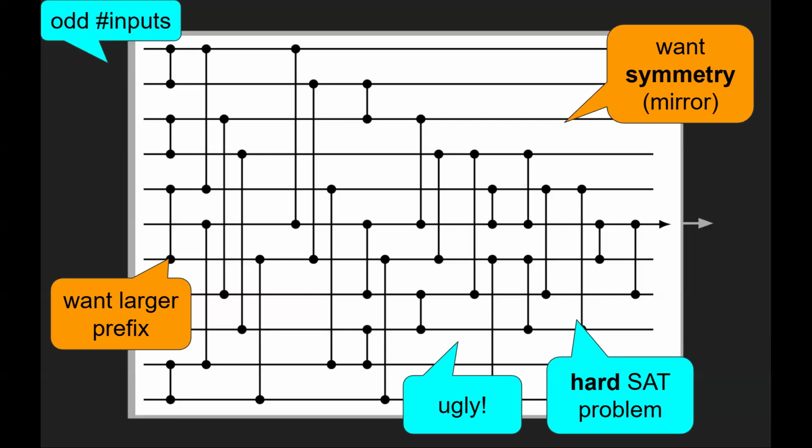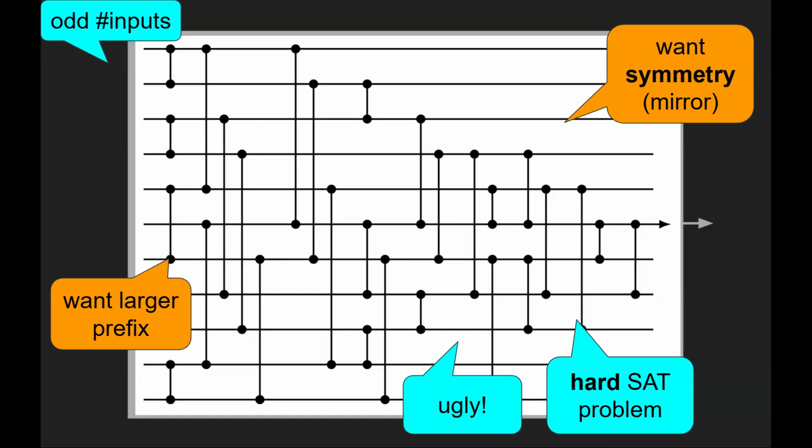Then you can flip it over and everything's nice. But if you don't touch the middle wire, you can't compute the median, right? So it's impossible to have the network be symmetric if you have an odd number of inputs. But an odd number of inputs is what we need for median. So this is hard.